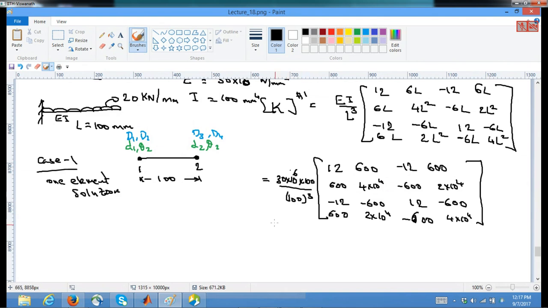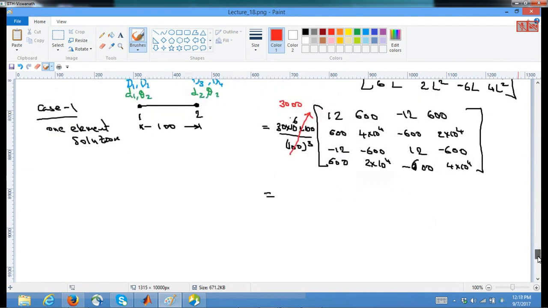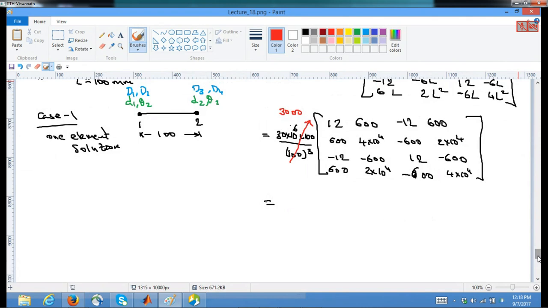So this boils out to be, anyway, let me just make the simplification here itself. So this value comes out to be, so now let us try to get, this is our stiffness matrix.